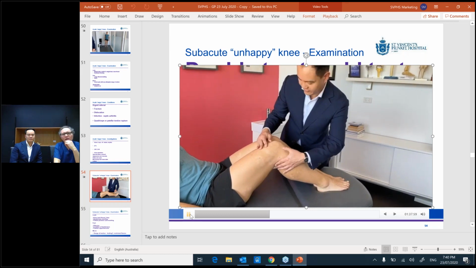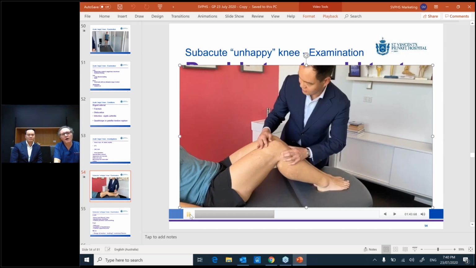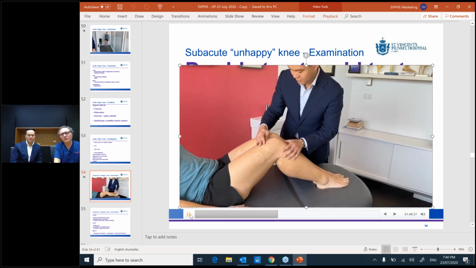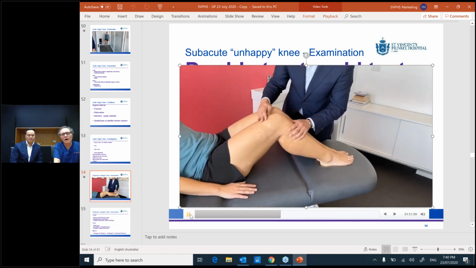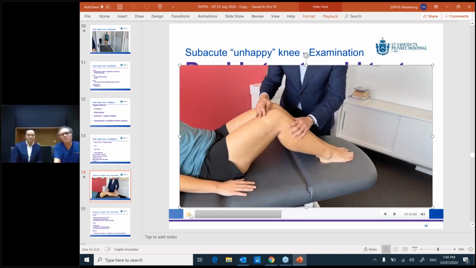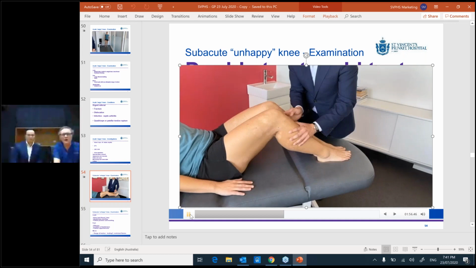Palpating for tenderness over the lateral joint line with his left thumb there, as you can see, and then over the medial side of the knee, and now over the fibular head. On the medial side, he'd be looking for the medial collateral ligament from its proximal origin to insertion distally. Now the medial joint line. Always looking at the patient's face, making sure that you're not causing any discomfort.